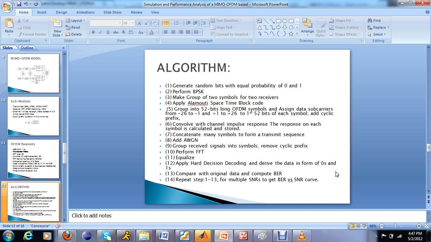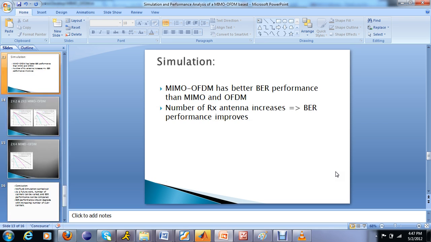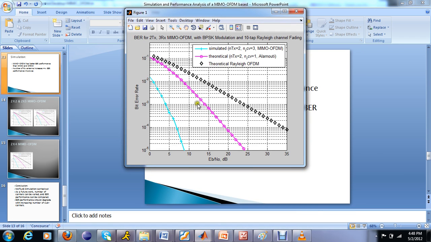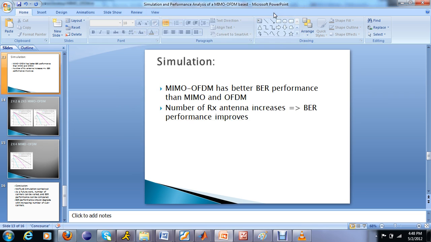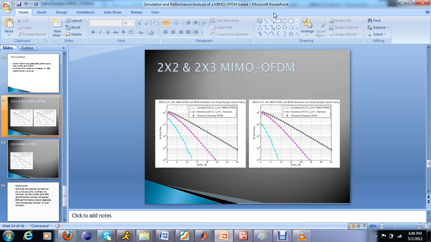Steps 1 to 13 are repeated for multiple SNR values as I intend to get a BER versus SNR curve. So in the simulation, I'll just show you the simulation as it has come up. The blue line corresponds to a MIMO-OFDM system, and the pink line corresponds to the theoretical BER for a MIMO system, only MIMO system, and this is for only OFDM system. As we can see, the BER performance of a MIMO-OFDM system is much better than that of OFDM and MIMO. Here I have shown a 2x2 and 2x3 MIMO system.